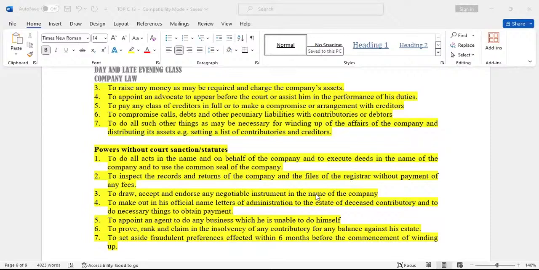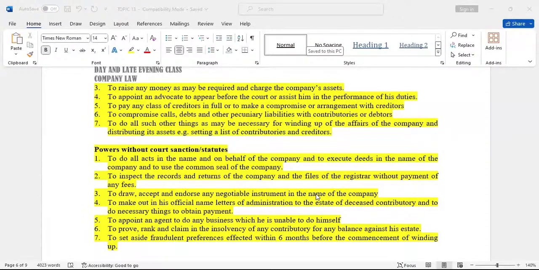Then to make out in his official name letters of administration in the estate of a deceased contributory, and to do necessary things to obtain what? Payment. If there's any pending payment from a contributory, then he can follow up to the estate of that particular contributory.